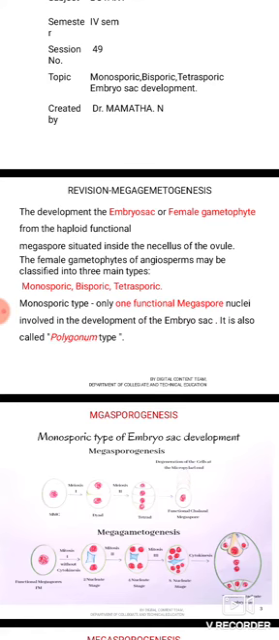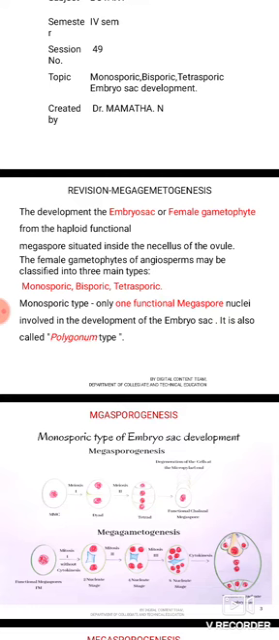Megagametogenesis. The development of the embryo sac or female gametophyte from the haploid functional megaspore situated inside the nucellus of the ovule. The female gametophyte of angiosperms may be classified into three different types, namely monosporic, bisporic, or tetrasporic.